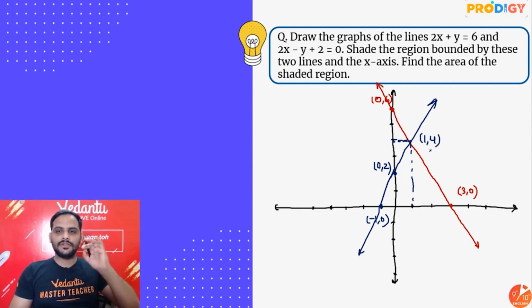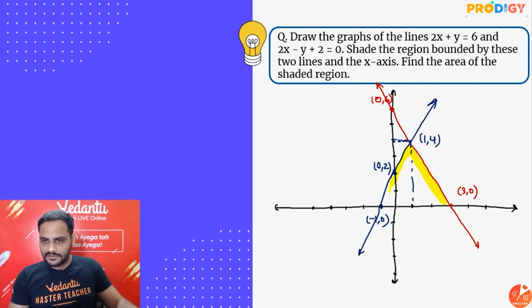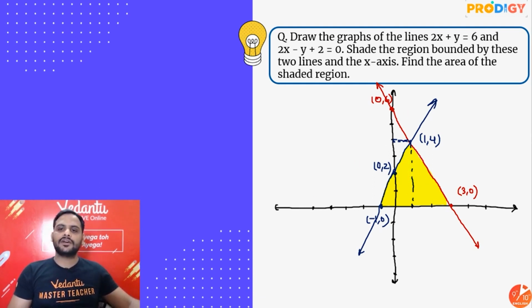Okay. Now they are asking, find the area of the shaded region. So guys, which is the shaded region which is bounded by the two lines and the x-axis? So if I see carefully, I can say between the two lines and the x-axis, this is the region I am getting. This is the region which we are getting between the two lines and the x-axis. Yes or no? Correct? So we have to find out the area of this shaded region. Let's look at this shape. So it is a triangle.